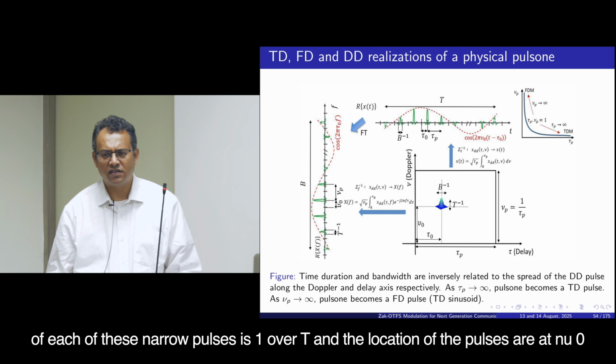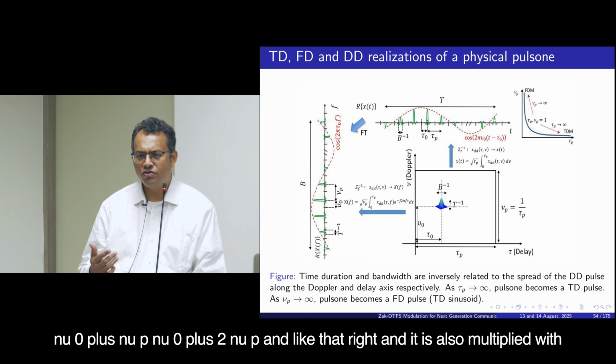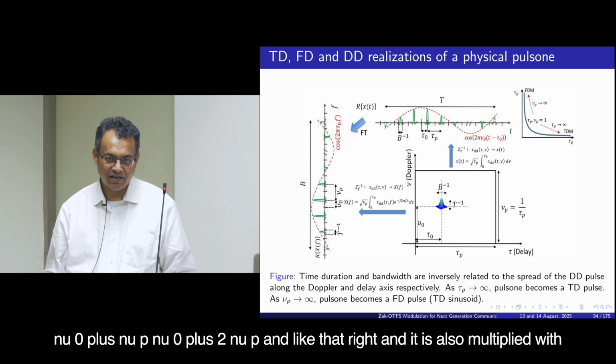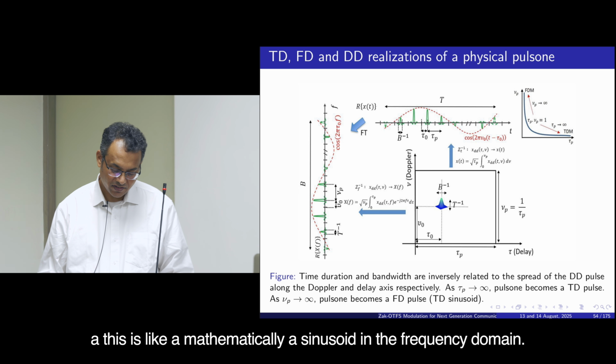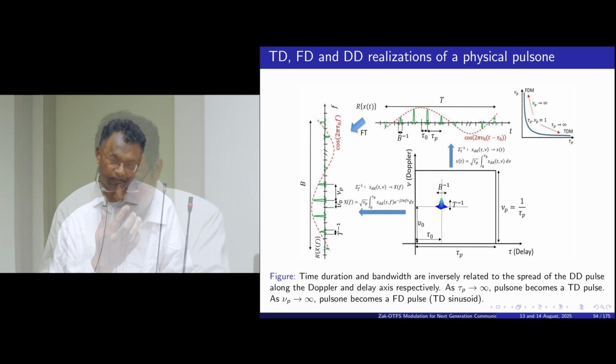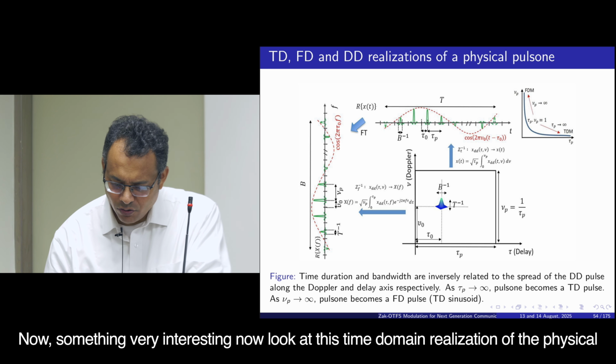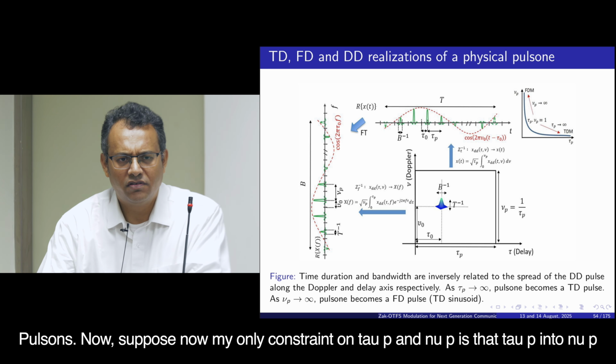And the location of the pulses are at nu 0 plus nu p, nu 0 plus 2 nu p, and like that, right. And it is also multiplied with a, mathematically, a sinusoid in the frequency domain. Now, something very interesting. Now, look at this time domain realization of the physical pulson.